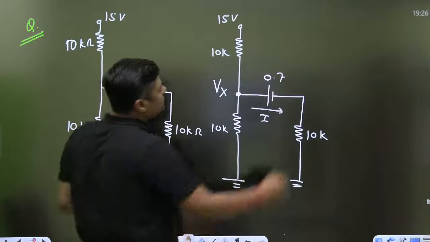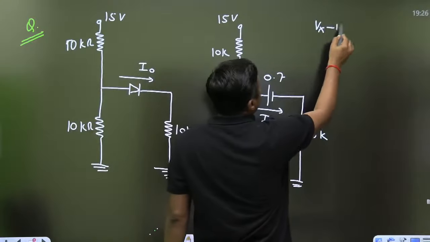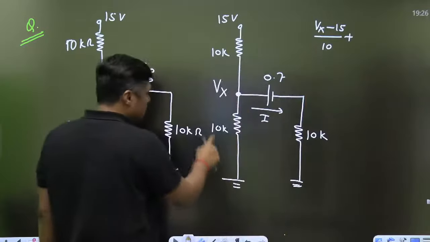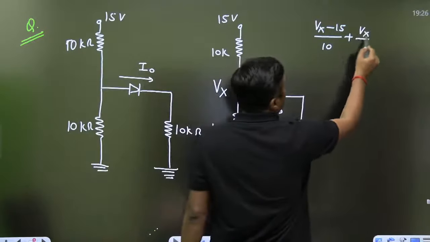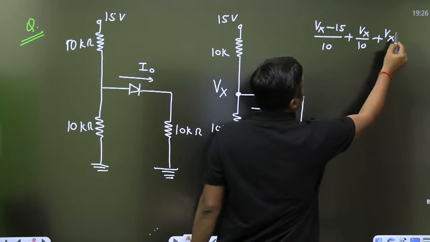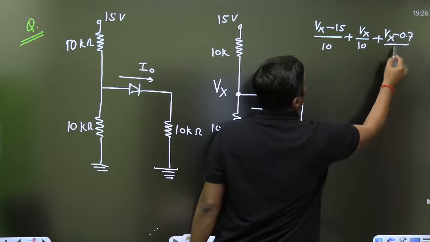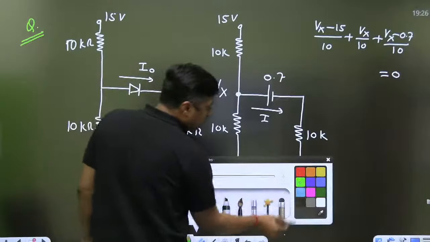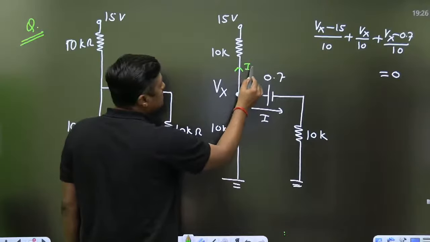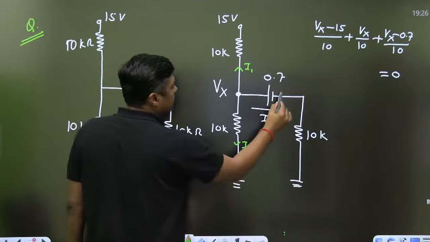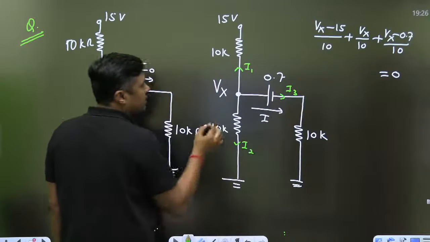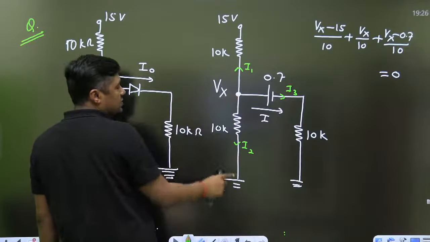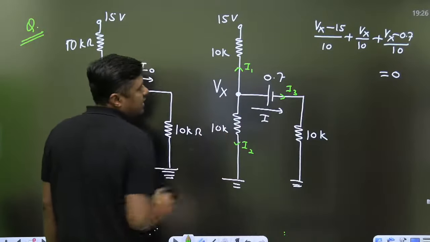Vx minus 15 divided by 10, plus Vx minus 0 divided by 10, plus Vx minus 0.7 divided by 10 is equal to 0. So these are the outgoing currents. Yesterday I gave you the idea about the KCL or nodal analysis. This is the I1, this is the I2, and this is the I3, and your I3 is nothing but I. So I1 plus I2 plus I3 is equal to 0. So Vx minus 15 by 10, Vx minus 0 by 10, Vx minus 0.7 divided by 10.